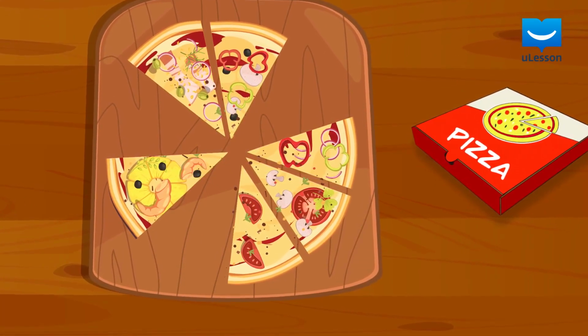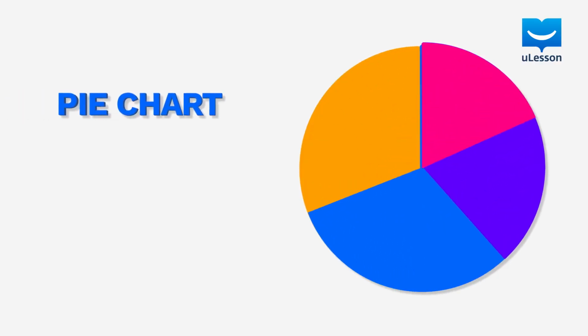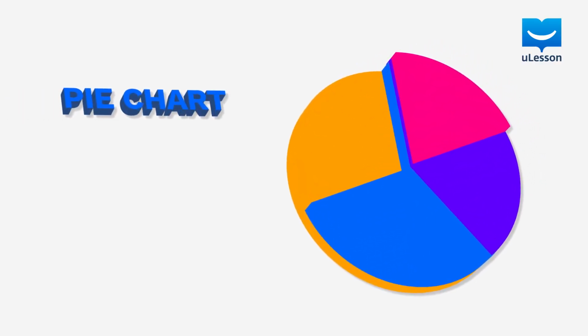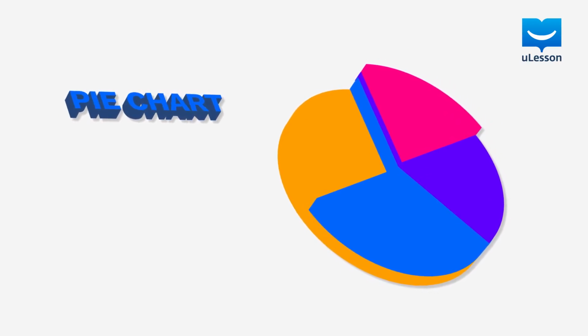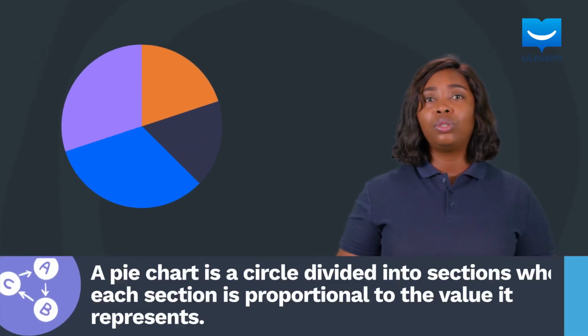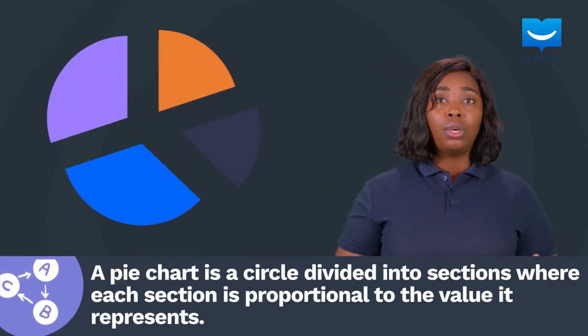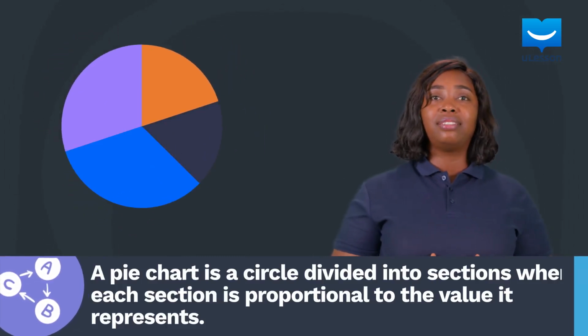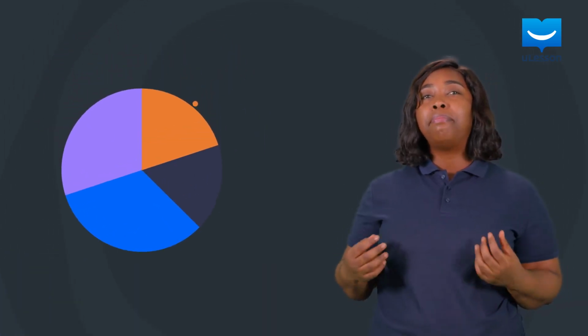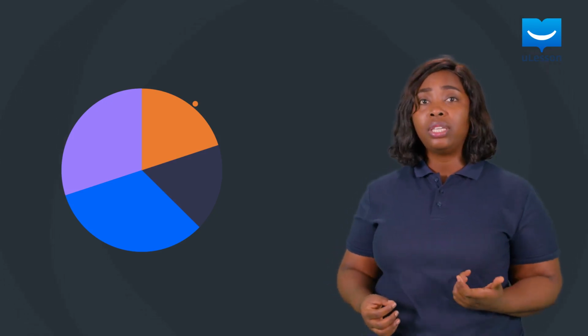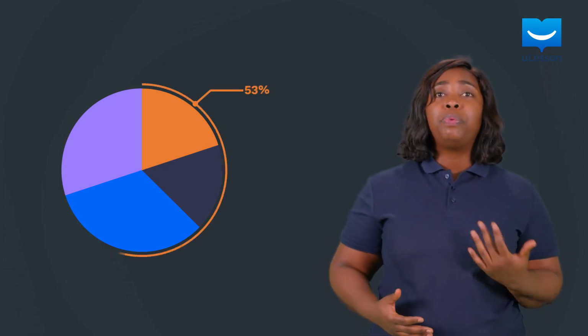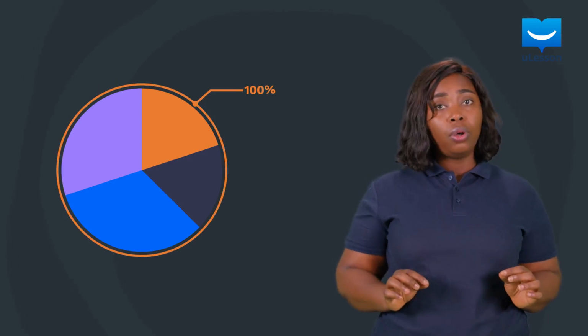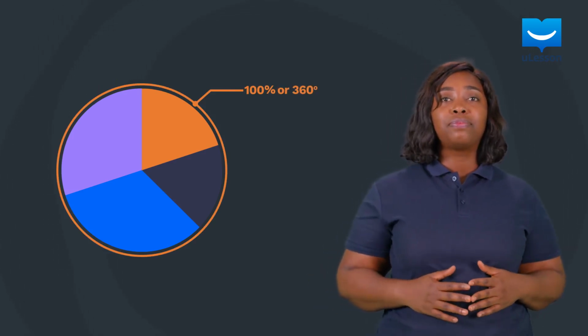Hello and welcome to today's lesson on the pie chart. In this lesson, we will learn the definition of the pie chart and how to construct one. A pie chart is a circle which is divided into sections where each section is proportional to the value it represents. A pie chart is measured in percentages or degrees with the entire circle representing 100% or 360 degrees.